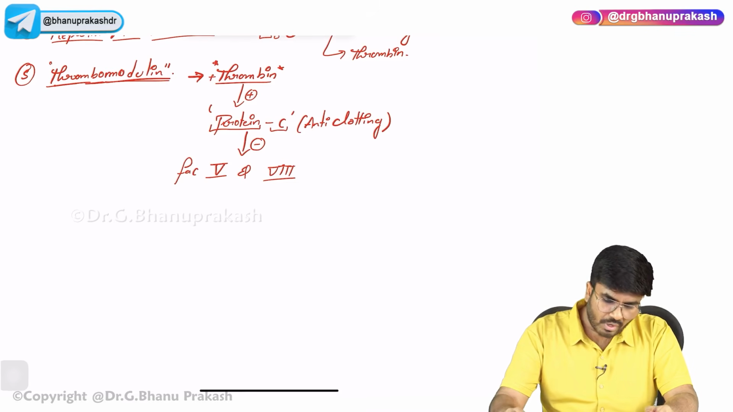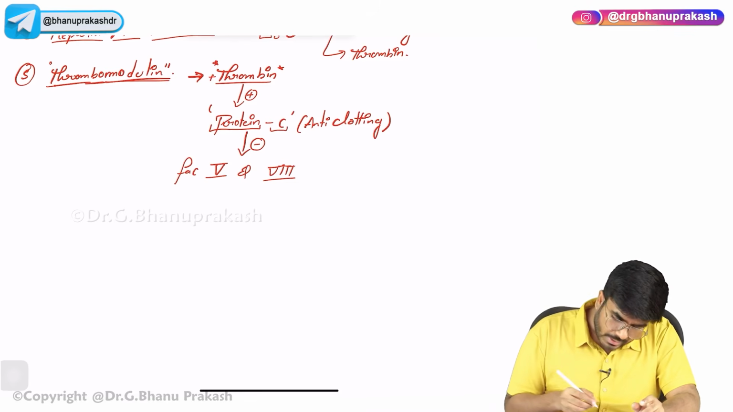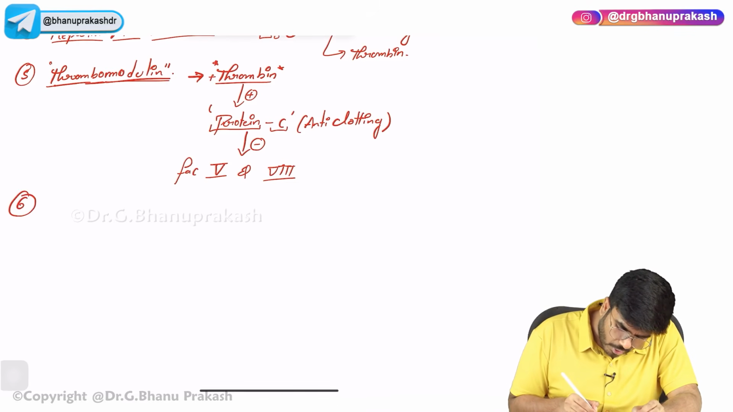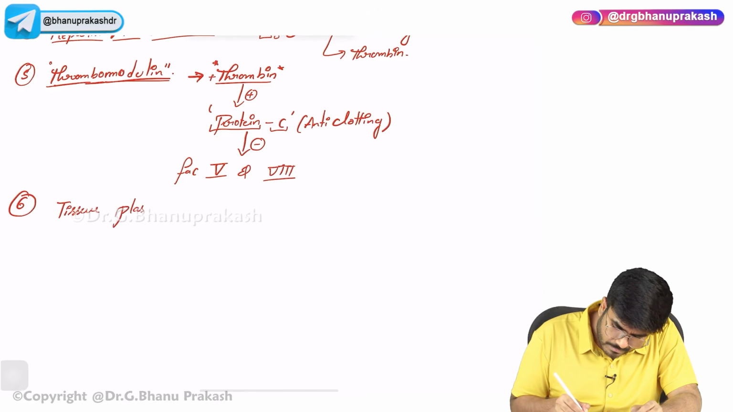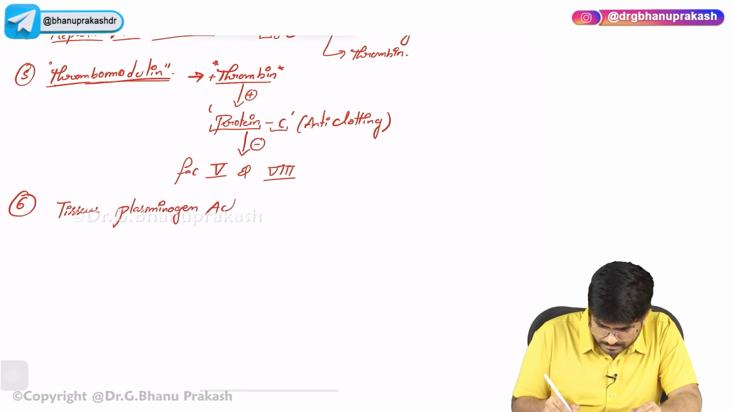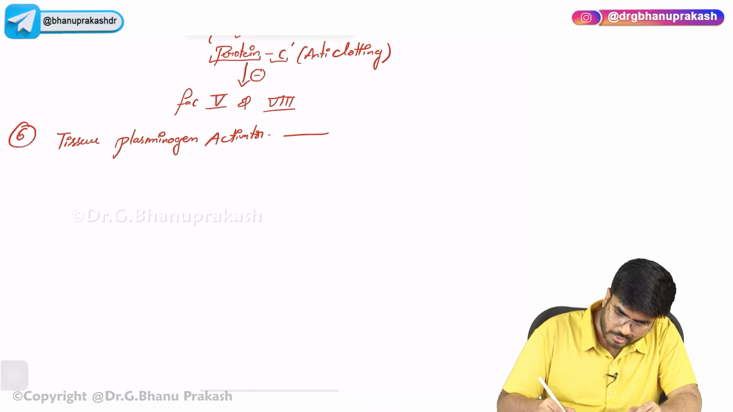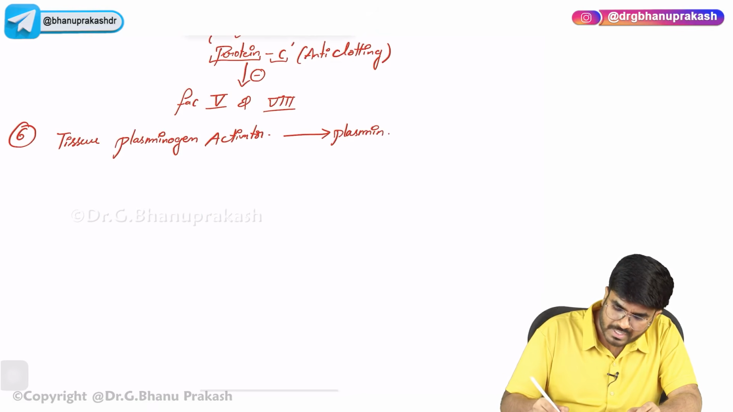Done. Next, what else are the endothelial cells doing? Already you know it. Endothelial cells produce something called tissue plasminogen activator. You know it. It is going to convert plasminogen into plasmin. What is this plasmin going to do? Plasmin is going to inhibit the clotting factors.